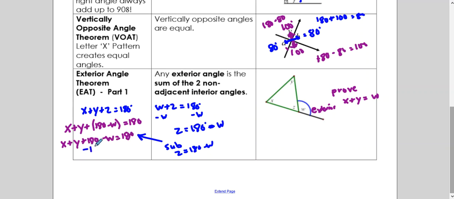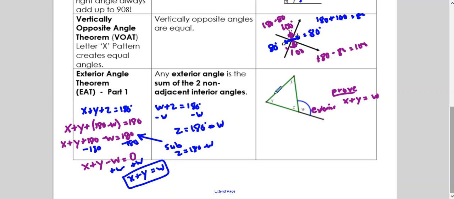So let's subtract the 180 here. The 180 is gone. So I've got x plus y minus w equals 0. How do I get to the scenario I want? Let's add w to both sides. That leaves me with x plus y equals w. I proved it. So I've used a little bit of algebra, an algebraic proof, to do that.